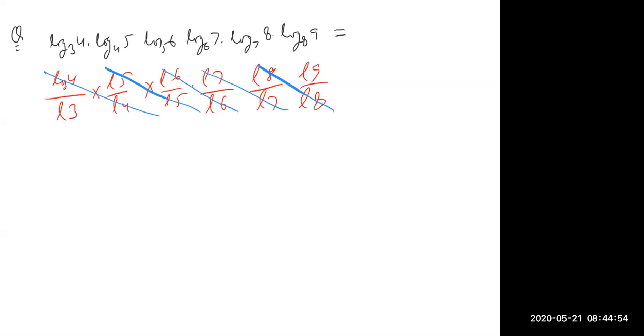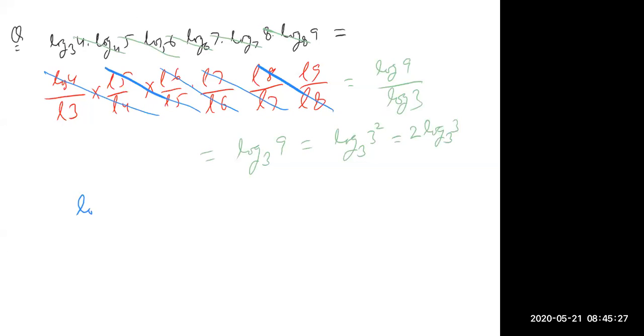Or directly also you can observe this loop formation. 4 will cancel, 5 will cancel, 6, 7, 7, 8, 8. So this is nothing but log 9 upon log 3, and this is equal to log_3 9. This is equal to log_3 3 square. This is equal to 2 log_3 3, and this will be equal to 1, because we know that log_a a is always 1. So this is equal to 2.